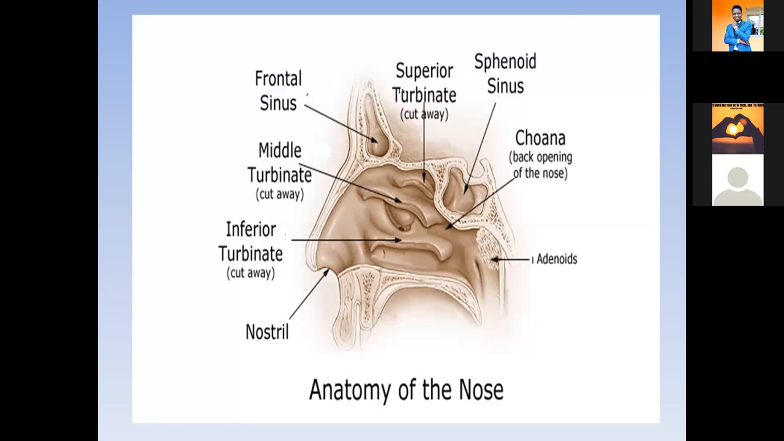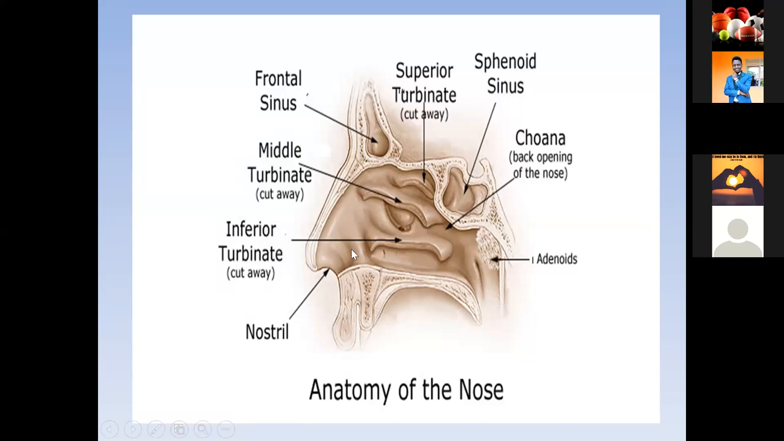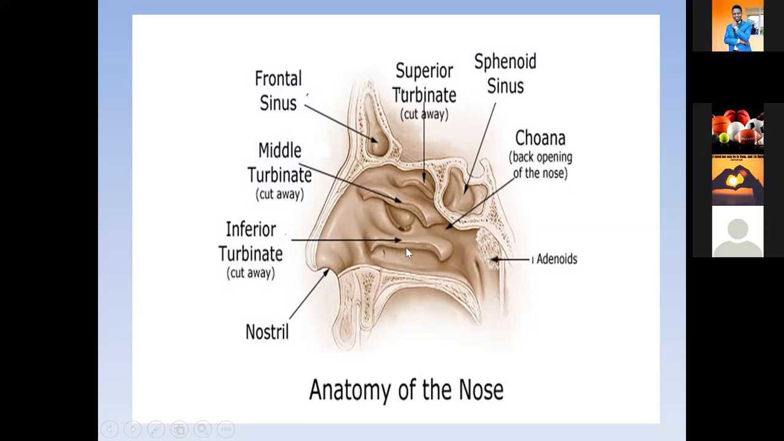So now we are going to talk about foreign body in the nose. As you remember the anatomy, you have the nasal vestibule. Then you have the nasal cavity. This is the nostril. This is the inferior turbinate, the middle turbinate, and the superior turbinate. And foreign bodies can lodge either alongside the inferior turbinate or the middle turbinate, or they can proceed all the way back to the choana.